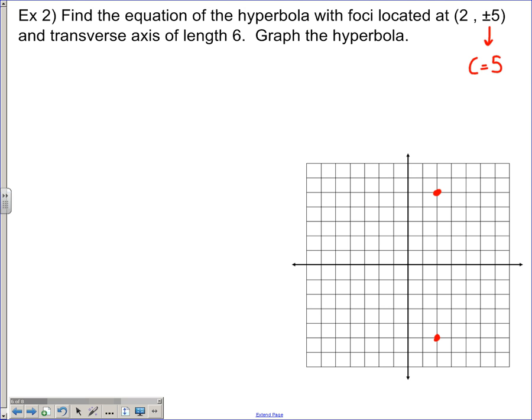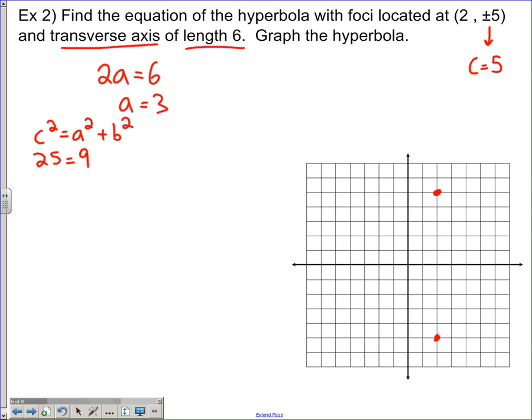The next statement says the transverse axis has a length of 6. The transverse axis is 2a. So 2a equals 6, we get a equal to 3. Since we know a and c, we're probably going to need b, so let's go ahead and find that right now. C squared equals a squared plus b squared. In this case, we would get 25 equals 9 plus b squared. So we get b squared equals 16. And that also means that b is equal to 4.